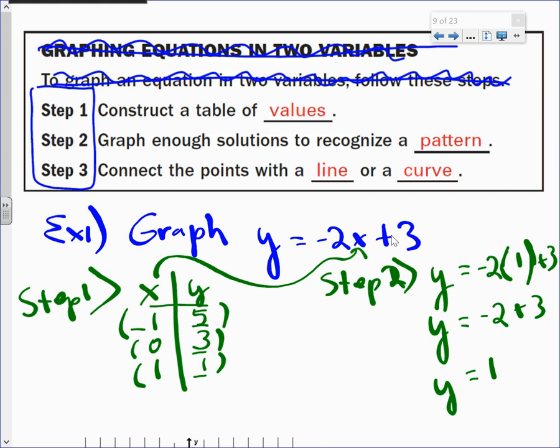We're going to graph enough solutions to recognize a pattern. Here's our solutions now. Negative 1, 5, 0, 3, 1, 1. Let's graph those puppies now.